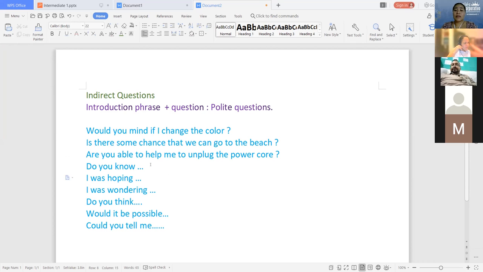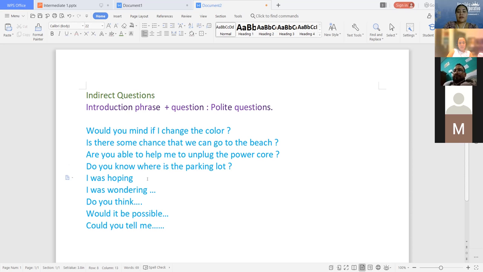For example, this one, right? Do you know, for example, where the parking lot is? Do you know where the parking lot is? So here I'm asking the question to the person, right?